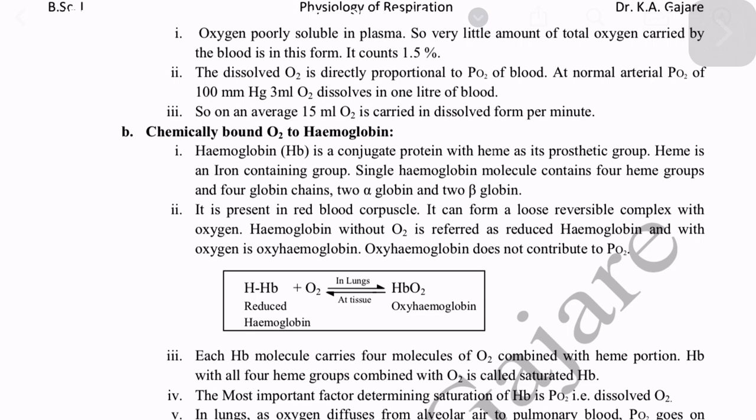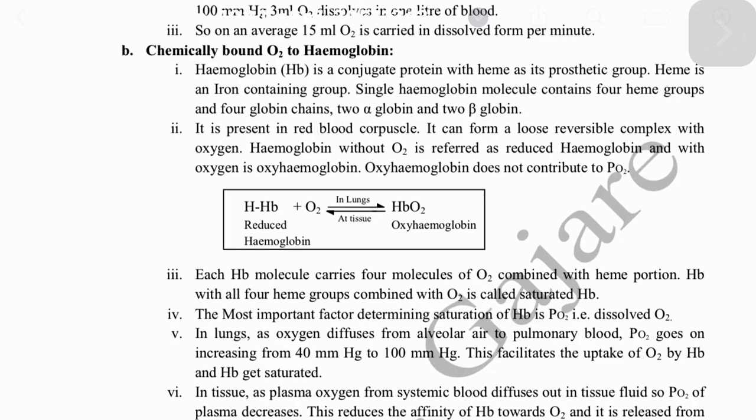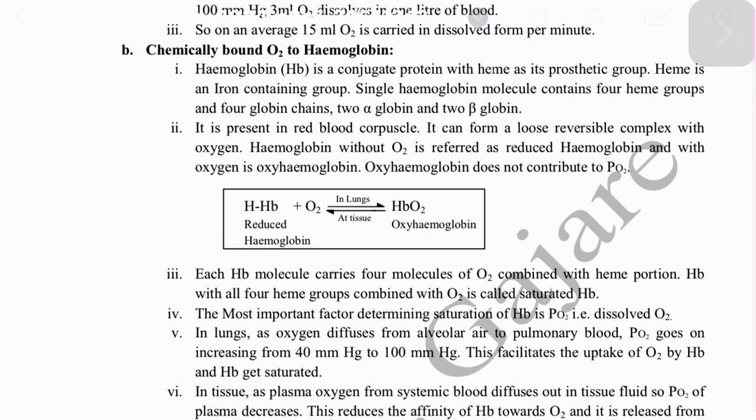B. Chemically bound O2 to hemoglobin. Hemoglobin, Hb, is a conjugate protein with heme as its prosthetic group. Heme is an iron-containing group. A single hemoglobin molecule contains 4 heme groups and 4 globin chains: 2 alpha globin and 2 beta globin. It is present in red blood corpuscles. It can form a loose reversible complex with oxygen.